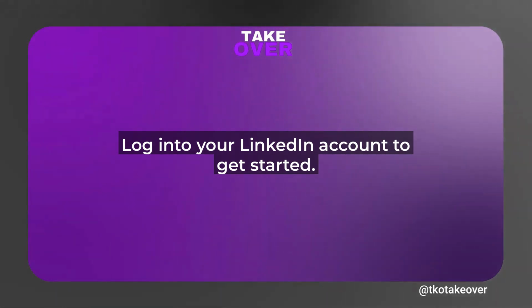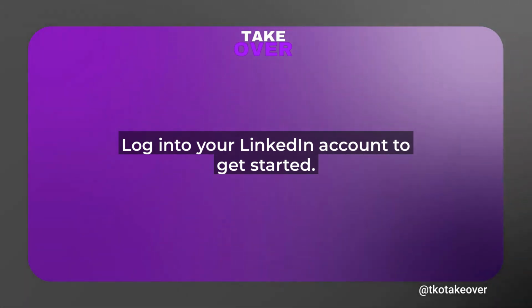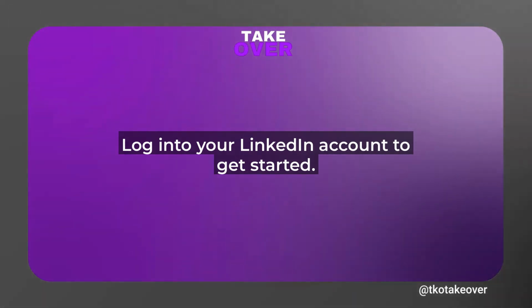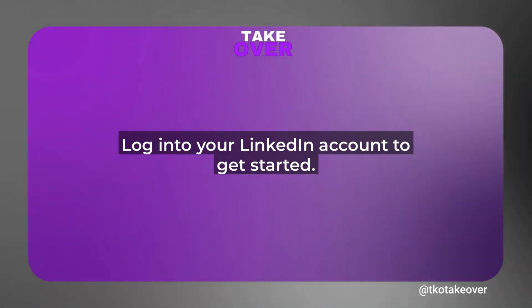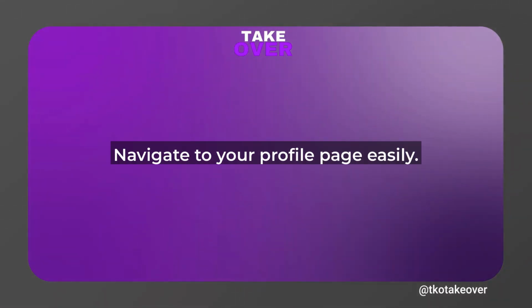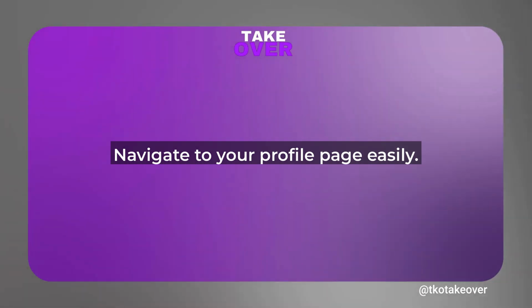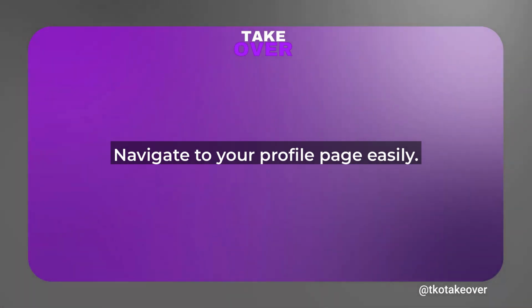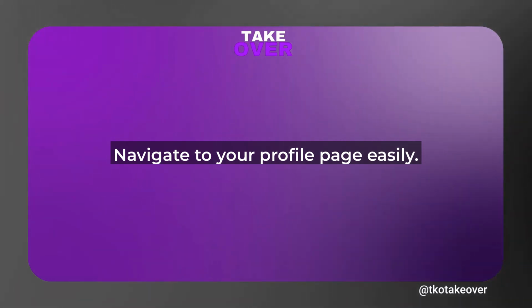Let's jump right in. First things first, make sure you're logged into your LinkedIn account. If you aren't, go ahead and sign in using your email or phone number and password. Once you're in, head over to your profile page by clicking on your profile picture in the top right corner of the screen. Now, on your profile page, look for the Edit Public Profile and URL option.